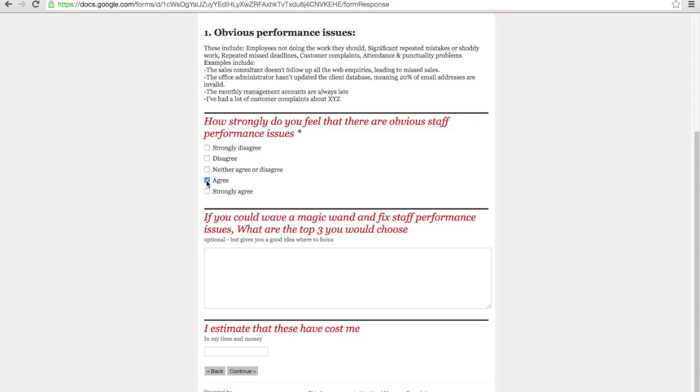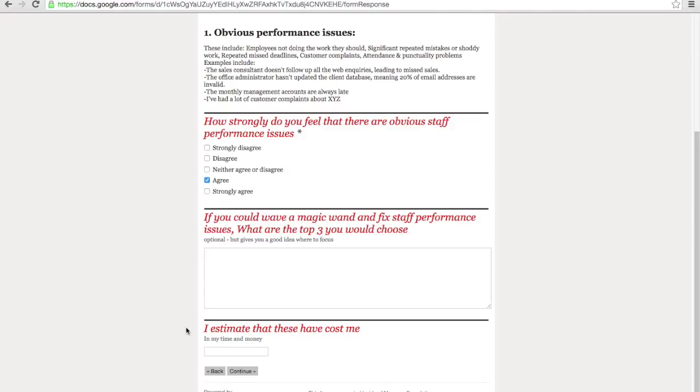What I'm using here is a technique called the Magic Wand technique, and it's just phrased like this: if you could wave a magic wand and fix staff performance issues, what are the top 3 that you would choose? It's just a technique that people use to tease out what you want to fix. As I said, it's optional, but it does give you a good idea about where to focus.